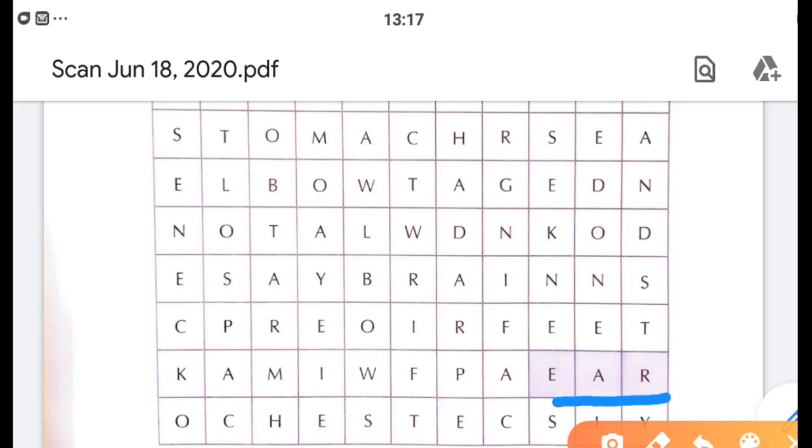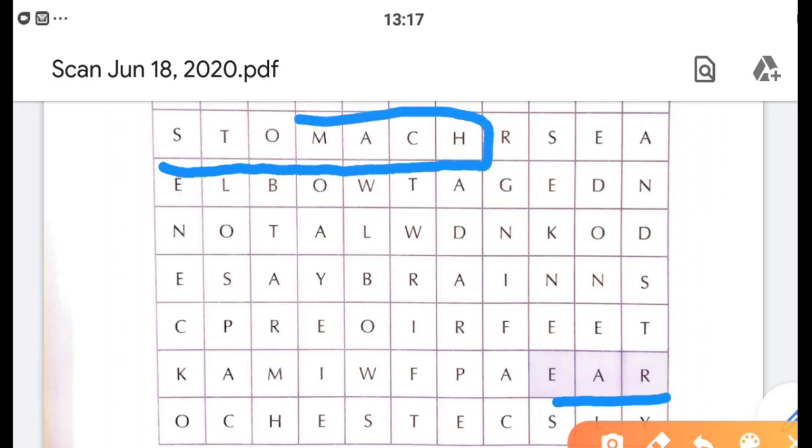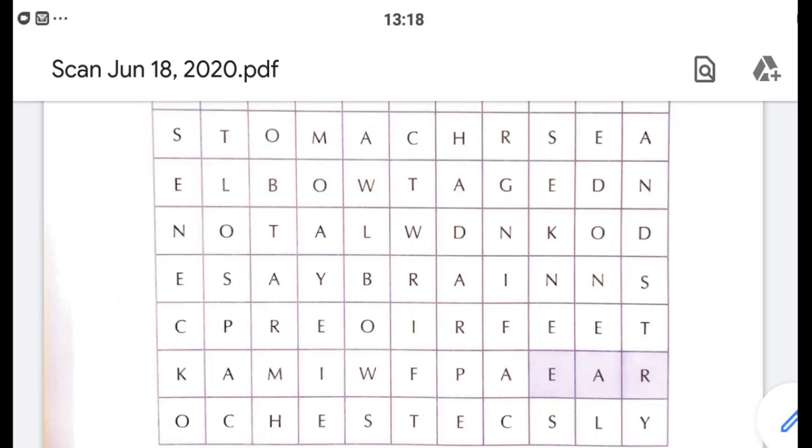Another part of the body is stomach. That is, I am showing it to you. S-T-O-M-A-C-H. Stomach. So this portion you have to highlight with another different color. Now the rest you have to find out by yourself. Now move on to next.